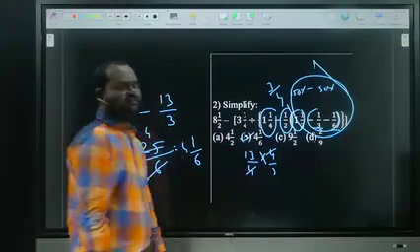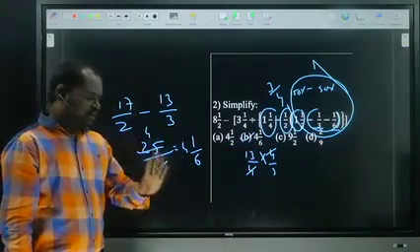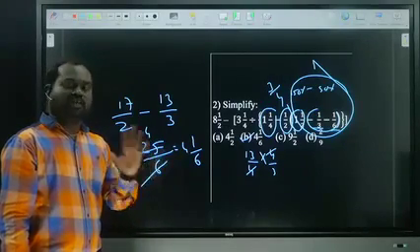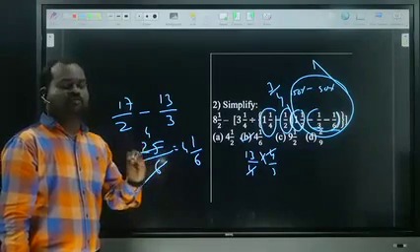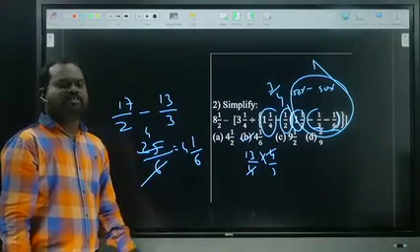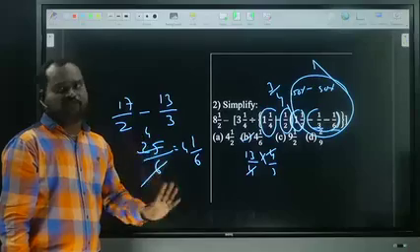4 1 by 6. But while doing the simplifications, you should remember that whatever possibility you have to reduce the steps, don't write too much lengthy. First of all, try to reduce the steps.